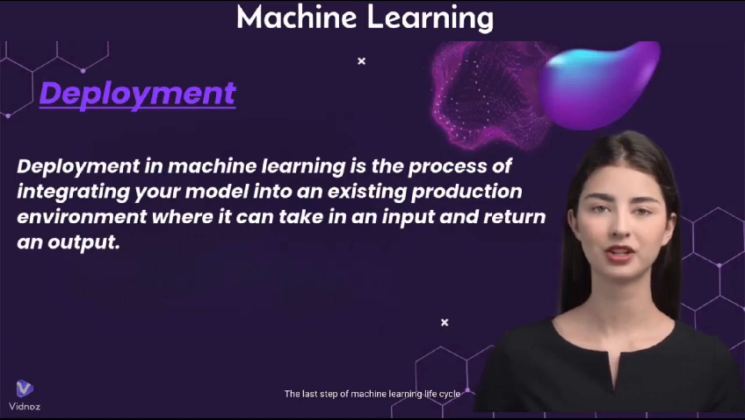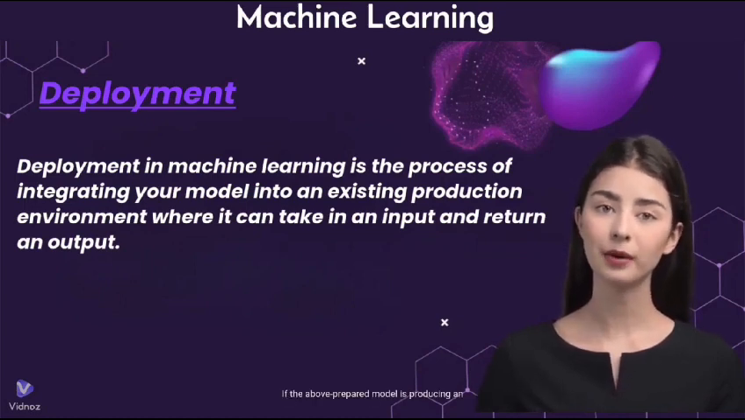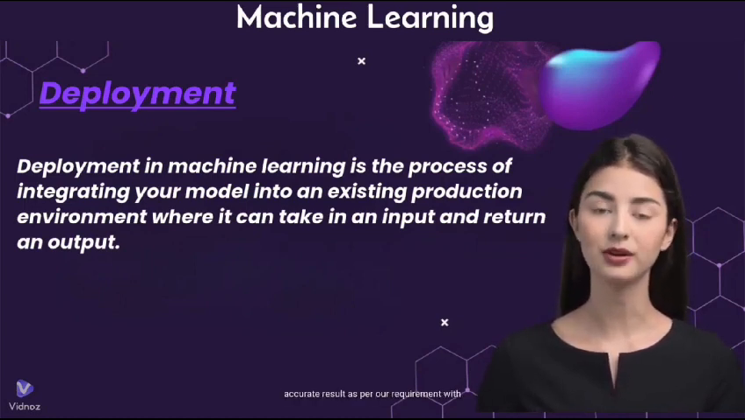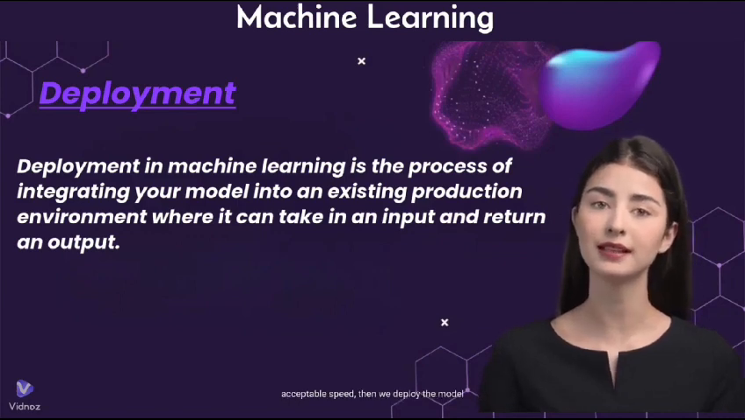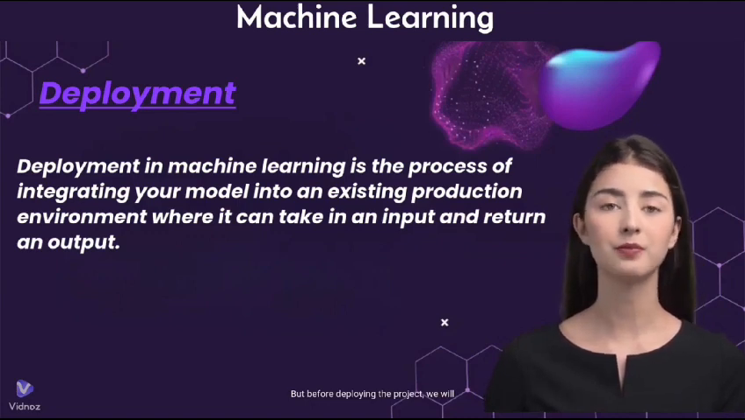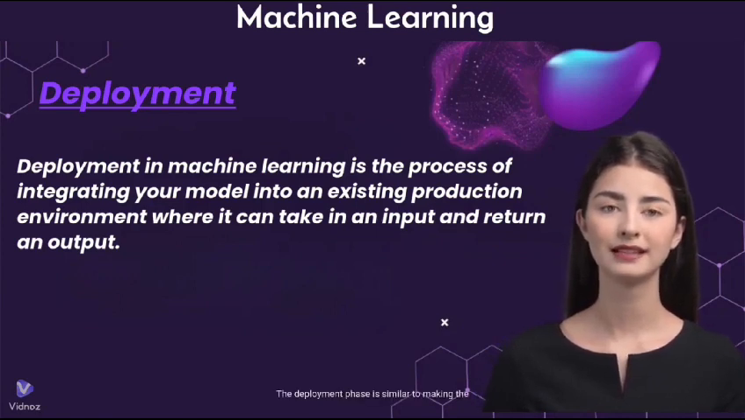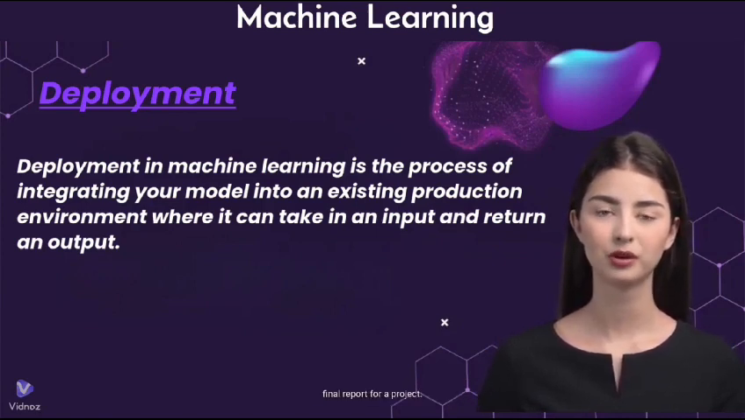The last step of the machine learning life cycle is deployment, where we deploy the model in the real-world system. If the above prepared model is producing an accurate result as per our requirement with acceptable speed, then we deploy the model in the real system. But before deploying the project, we will check whether it is improving its performance using available data or not. The deployment phase is similar to making the final report for a project.